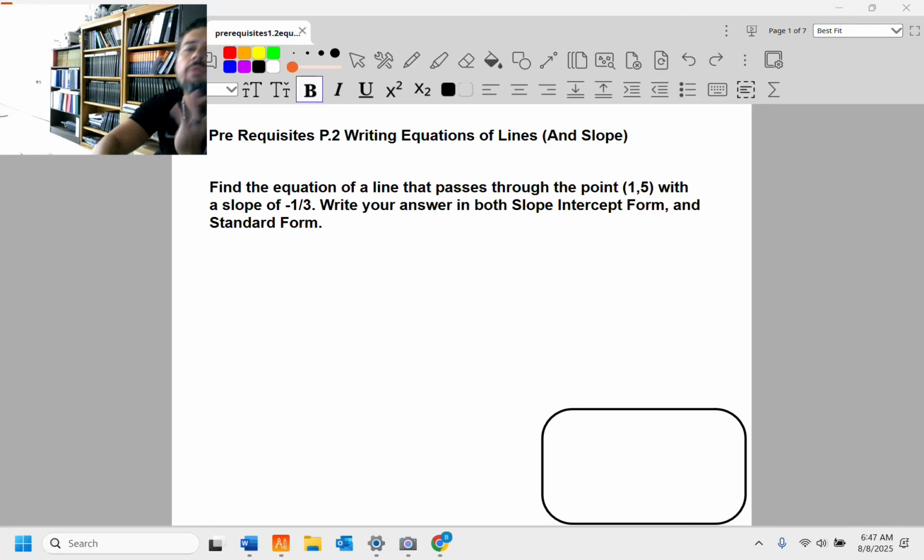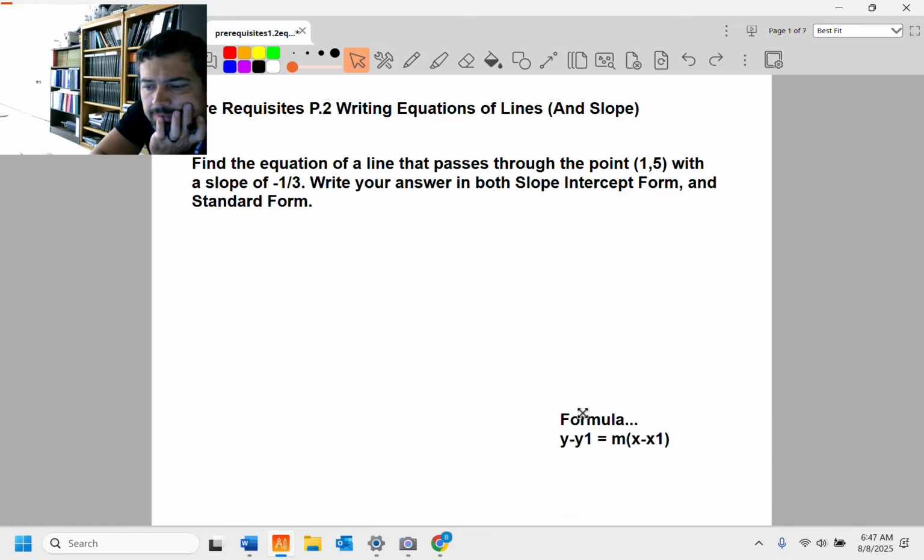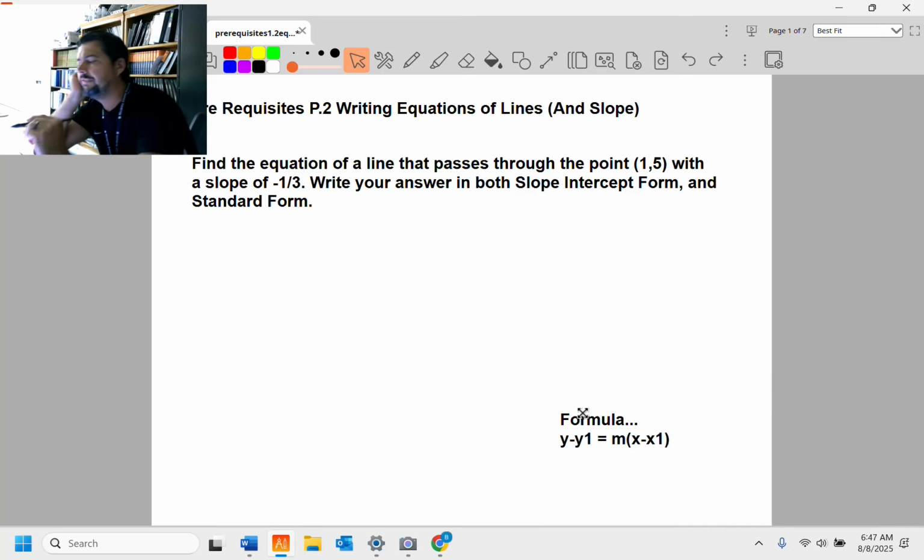So slope intercept form would be something that your Algebra 1 teacher would have gone over with you. If you forgot it, there you go, write it down. And odds are good that you forgot it. Because, well, I've done this a while, so pretty good chance you forgot it.